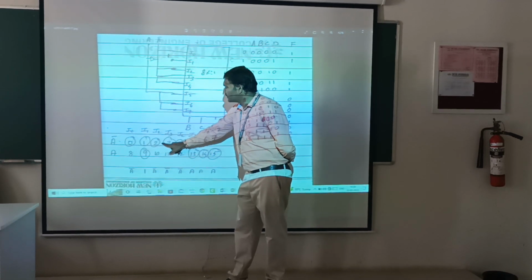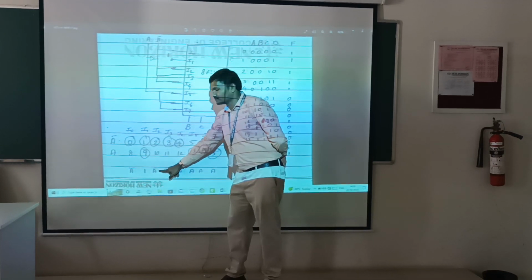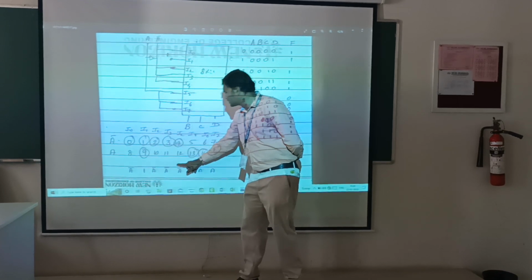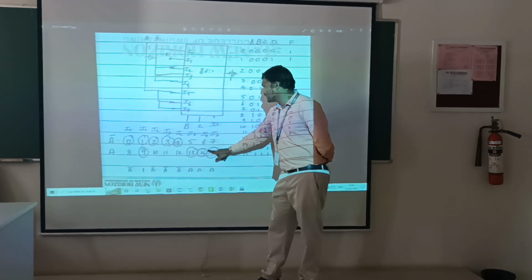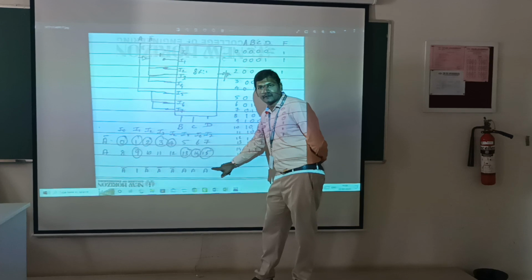Here you can see again, which is encircled? A dash is encircled, so I should put A dash. Here you can see again A dash is already encircled, so you have to put A dash. Here A value is encircled, so you have to put A. Here A is encircled, you have to put A. Here only A is encircled, you have to put A.